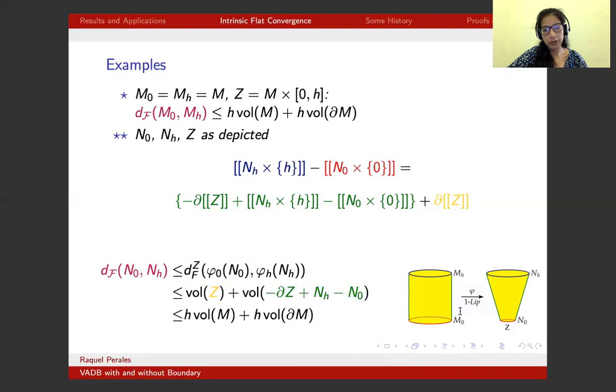And this one, because I have one Lipschitz map between the cylinder and the truncated cone, is going to be less or equal than H, the volume of M, plus H, the volume of the boundary of M. So it's the same as what we had in the previous example. Okay, so these are the examples that I wanted to show you.